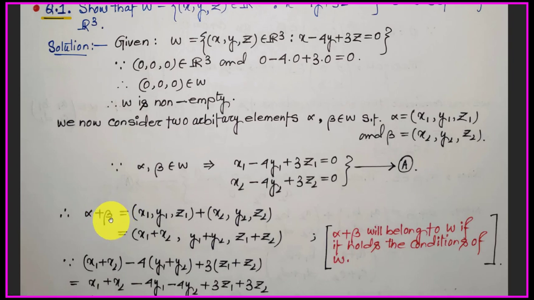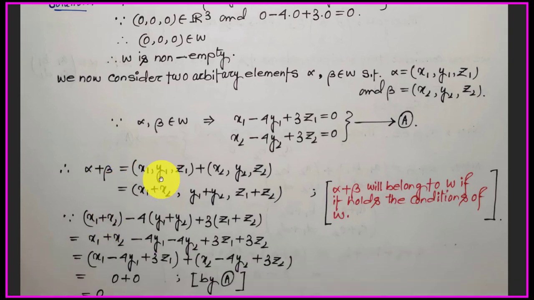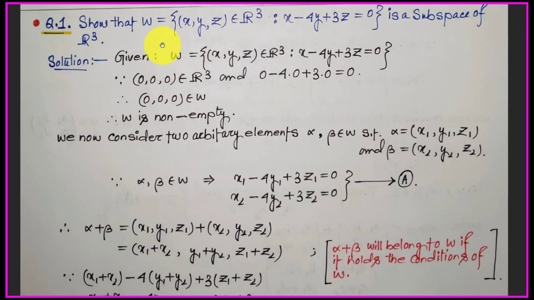Now what is the value of alpha plus beta? Alpha plus beta is (x1, y1, z1) plus (x2, y2, z2), that is (x1 plus x2, y1 plus y2, z1 plus z2). This is our alpha plus beta. Now we have to verify whether alpha plus beta holds the condition of this set or not. To verify it, we have to put the values x1 plus x2, y1 plus y2, z1 plus z2 in places of x, y, z.